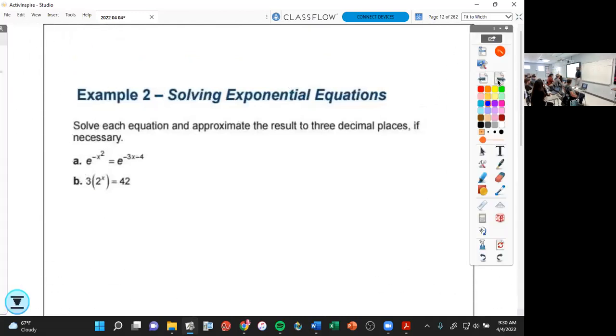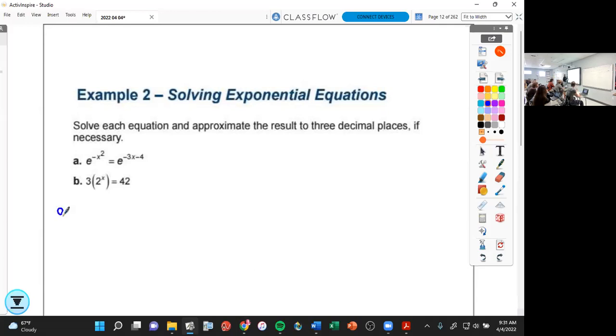Okay, solve each equation and approximate the result to 3 decimal places if necessary. Letter A, what would y'all like to do with that one? Do you want to do one-to-one property or inverse? I'll give you a hint, not inverse. It's the one-to-one. Okay. Notice these bases are the same. Well, if these bases are the same and they have exponents, don't the exponents have to equal each other?